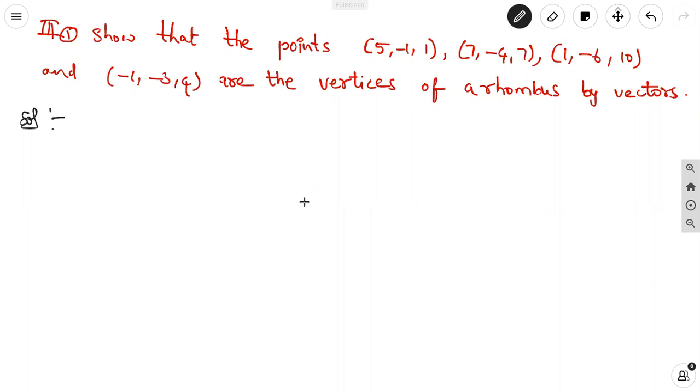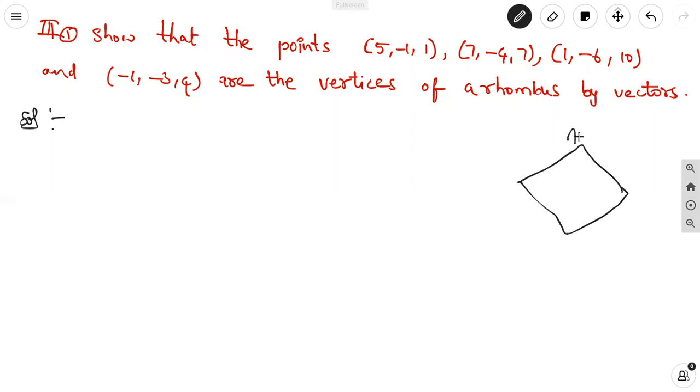The product of vectors chapter, first exercise, third bit. In that, the first problem is: show that the points 5, -1, 1; 7, -4, 7; 1, -6, 10; and -1, -3, 4 are the vertices of a rhombus by vectors.